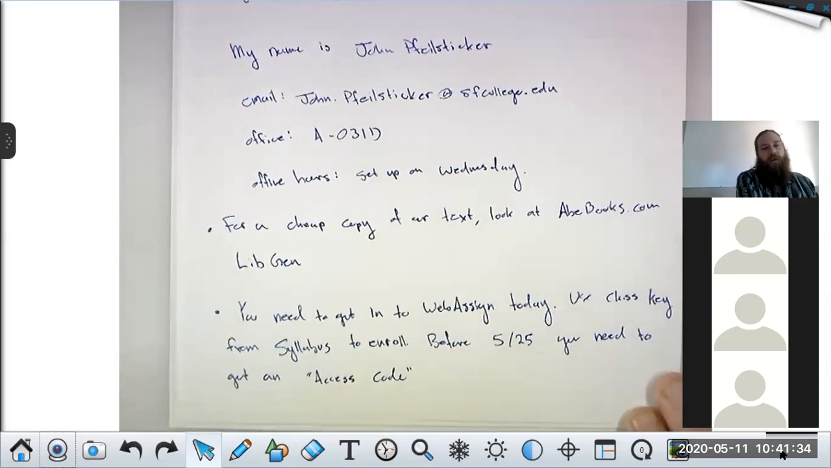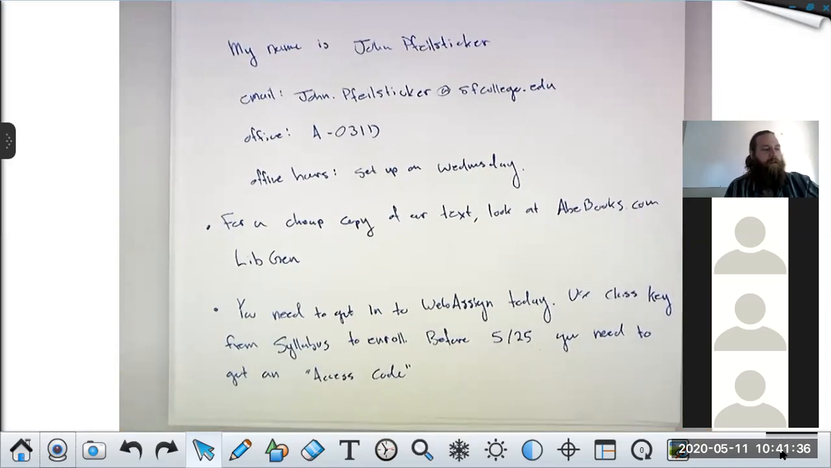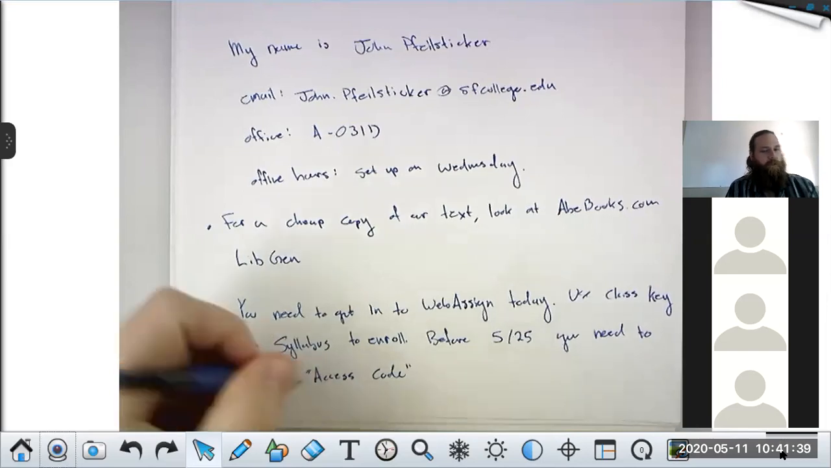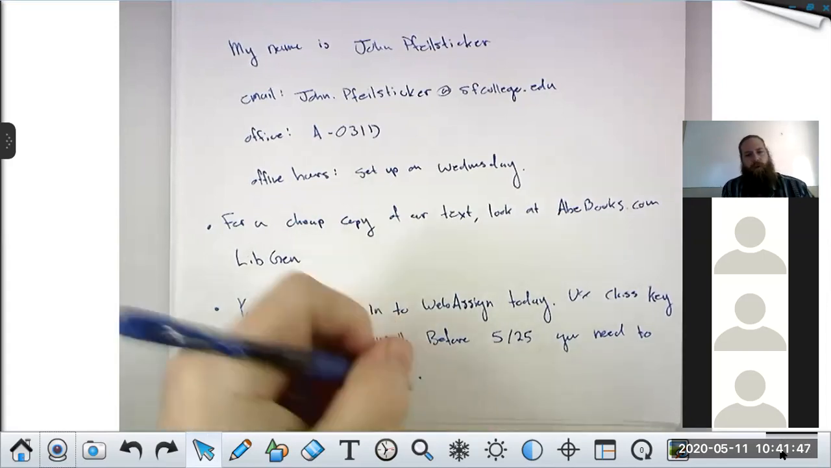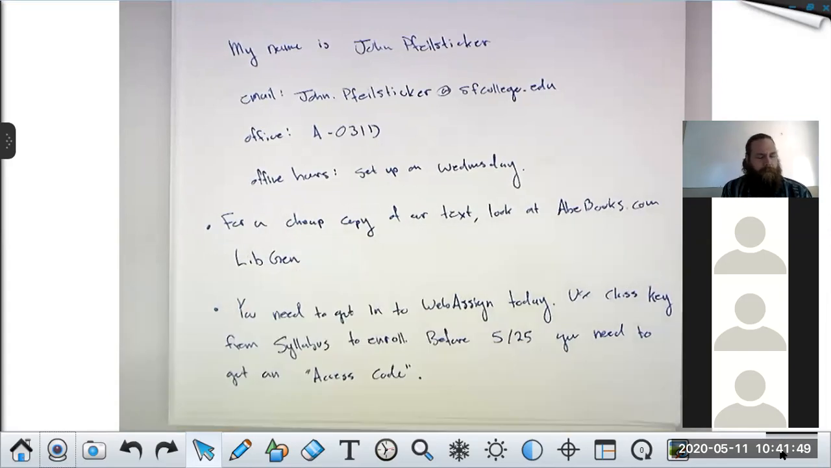Which is like buying the textbook, right? That's the idea. The access code for WebAssign is how we pay for the services that they provide. It's supposed to be replacing the textbook. The access code, I think, is usually around $100. Some places you can get it for a little bit less, and some places you can spend more on it.